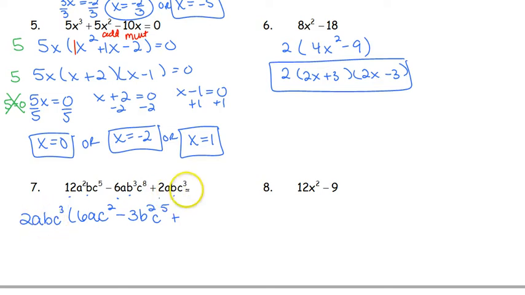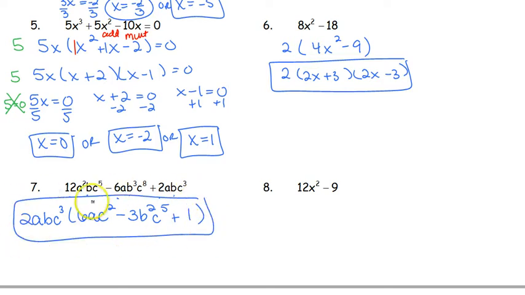I took out the only B. And I took out all 3 C's. So that is a plus 1. Do not forget that plus 1. Remember, 3 pieces here. I have to have 3 pieces still on the inside.